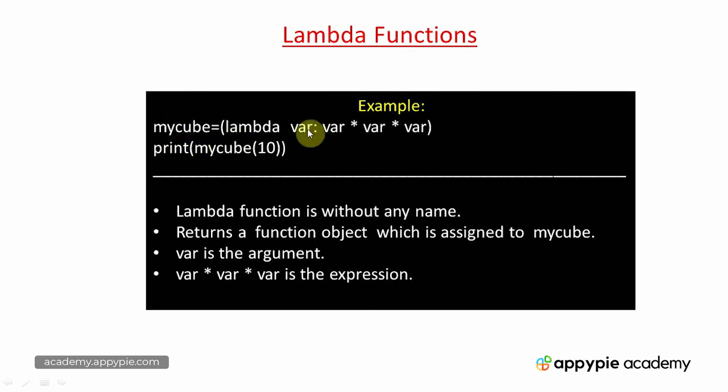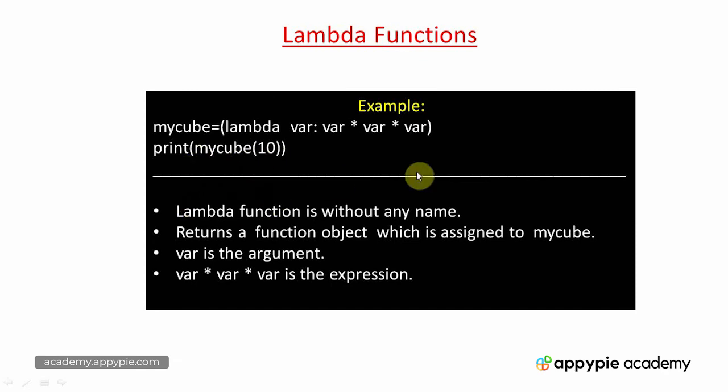Whenever I need to call this lambda function, I would write print my cube and any value I want to pass. Like in this example, I have passed 10. Now 10 will go to the argument var, and 10 into 10 into 10 will yield 1000. I'm just giving you an example. And after that, it will be returned and displayed at this location.